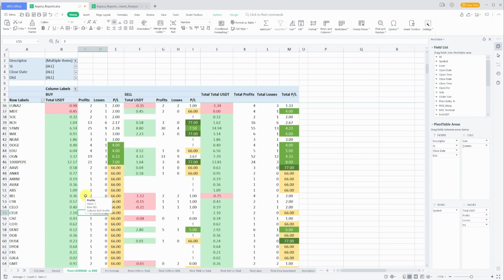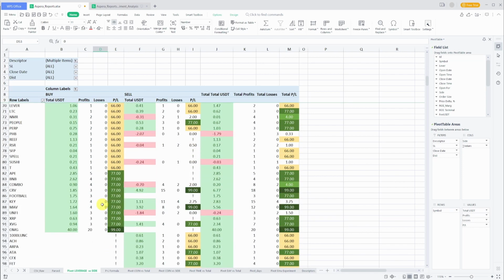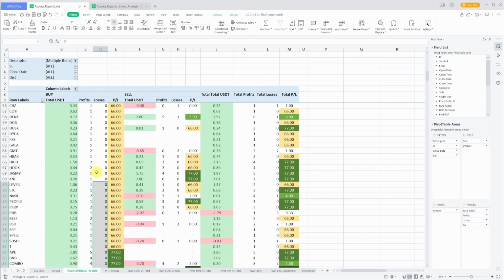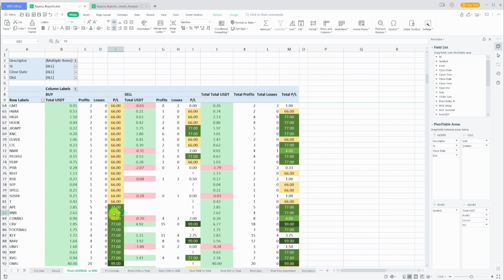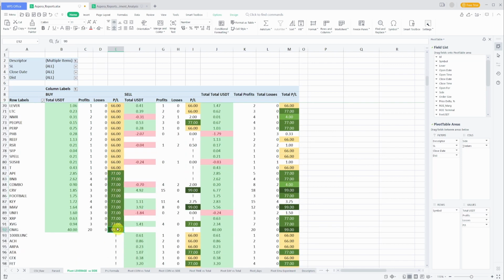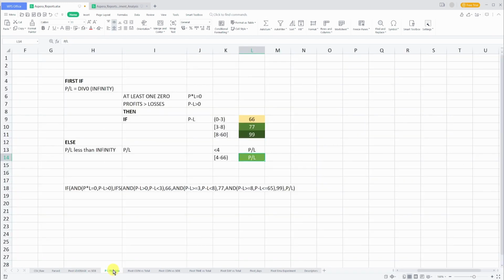So here we have 2 to 0, 1 to 0, and then there are some better examples like here, 20 to 0. Essentially, all of the 0 losses coins are approaching infinity on their profit-to-loss ratio, but not all infinities are created equal. So I'll show you now what I have decided to do and where in the world does this 66 come from, 77 or 99.